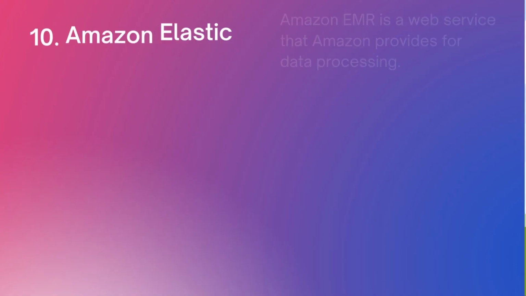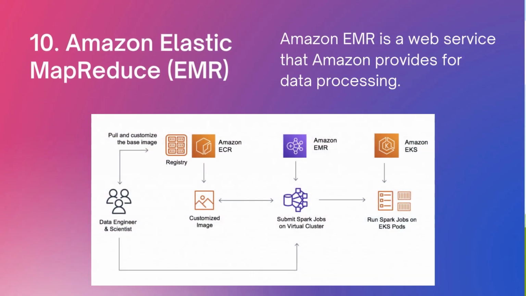Now let's talk about the last service of this video, that is Amazon Elastic MapReduce, also known as the EMR service. The EMR service provides for data processing. So EMR makes it easy to process your data in the Amazon cloud smoothly. So these are the services which are very important to learn for your interview and for the discussion. So we will go through more services in our coming videos.